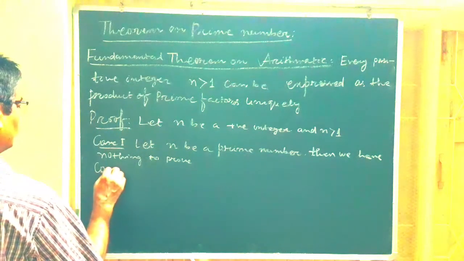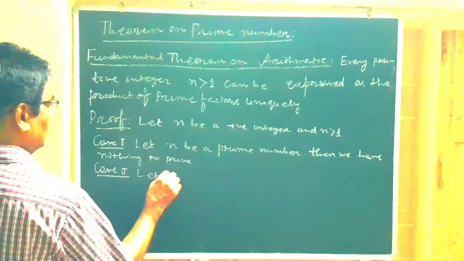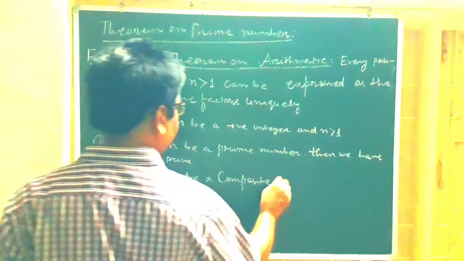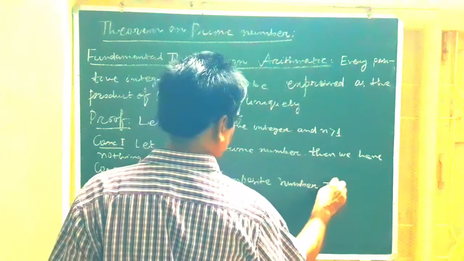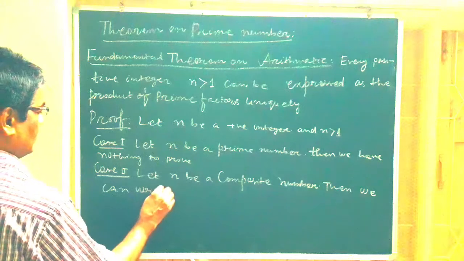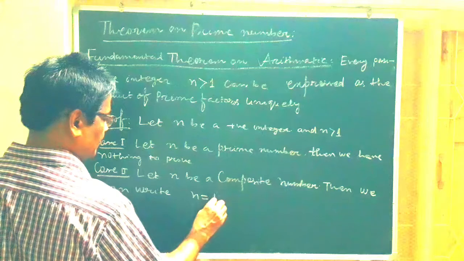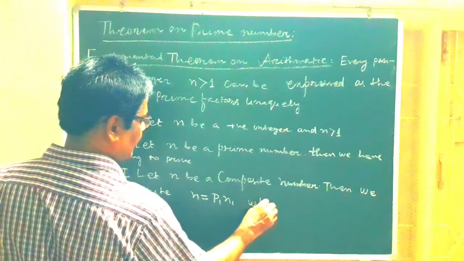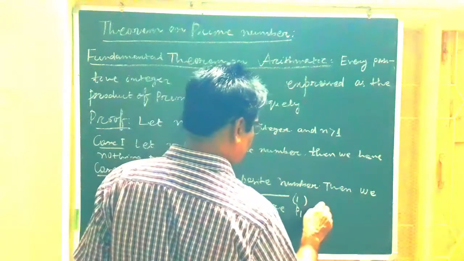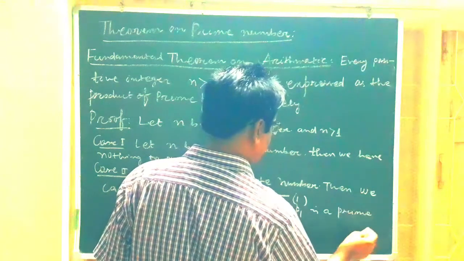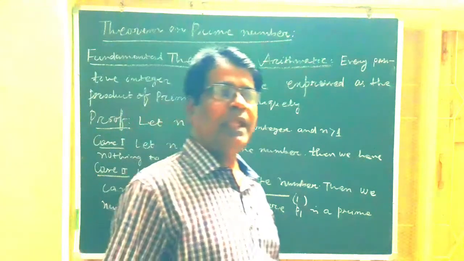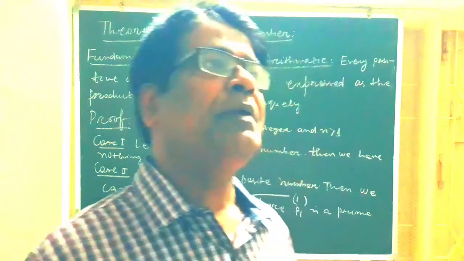Case 2. Let n be a composite number. Then we can write n is equal to P1 N1, where P1 is a prime number. Now N1, which is a positive integer, may be prime, may not be.